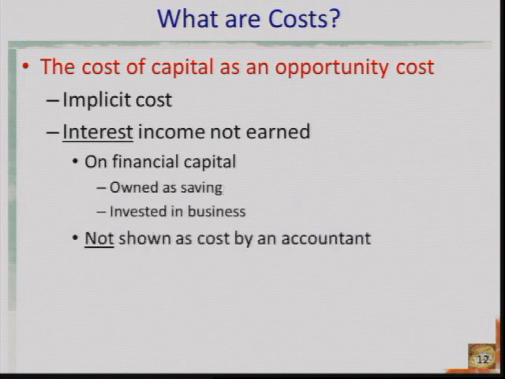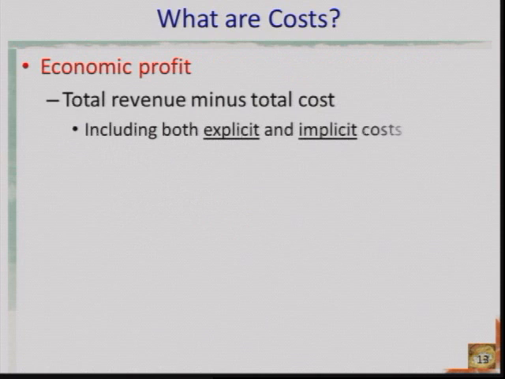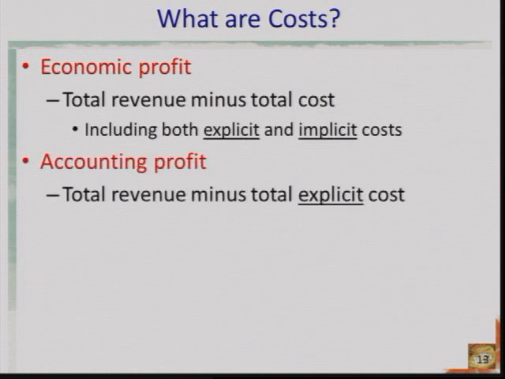And these implicit costs are not going to be shown up anywhere on any of the income statements or balance sheets that you're going to have an accountant prepare, because they weren't actually incurred, not an actual expense that you actually had to pay out, but was something that you gave up. So economic profit does take into account both explicit and implicit costs. Accounting profit only takes into account explicit costs.